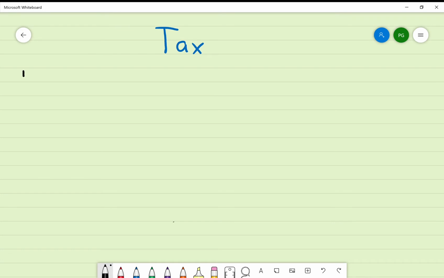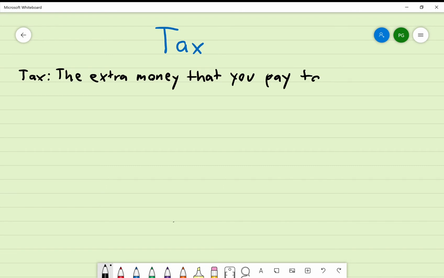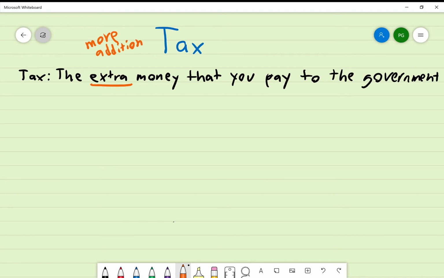So, what are taxes? Taxes are basically the extra money that you pay to the government. Now, of course, some of you have already noticed we have the keyword extra, so we are paying more. We are paying something additional. This is something we add on to the total, okay?